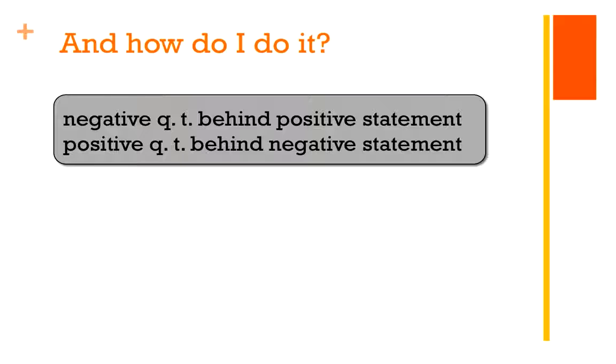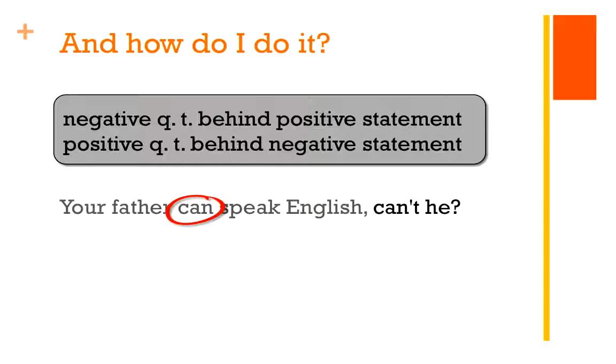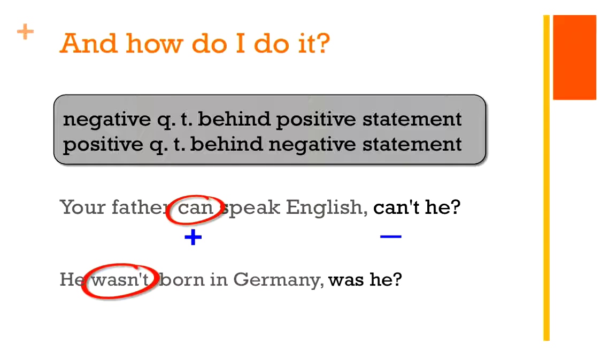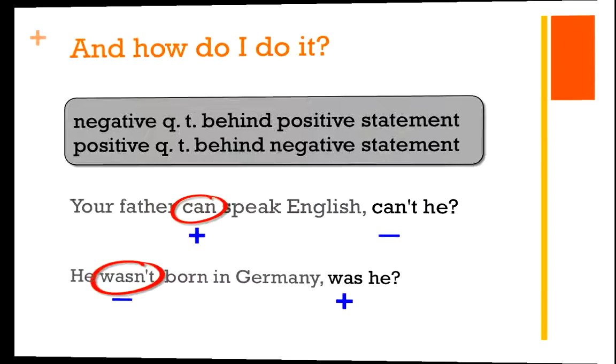So how do I do it? Negative question tag behind a positive statement and a positive question tag behind a negative statement. Your father can speak English, can't he? Can speak English, of course, is a positive statement, so we have a negative question tag. And he wasn't born in Germany, was he? We have a negative statement. He wasn't born in Germany, so we have a positive question tag. So all you do is you exchange positive and negative. Just keep this in mind.